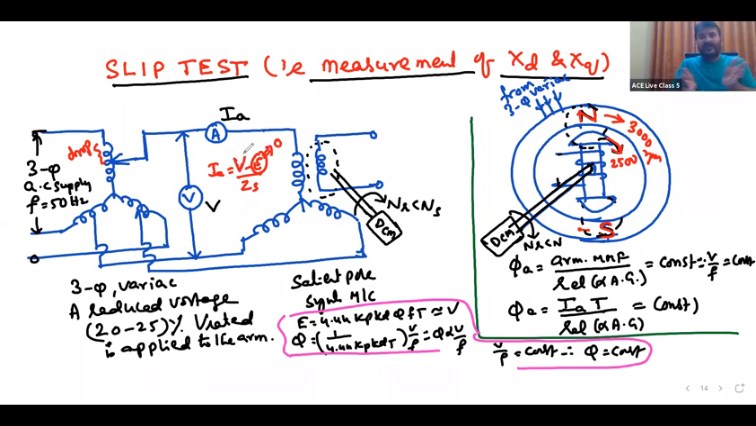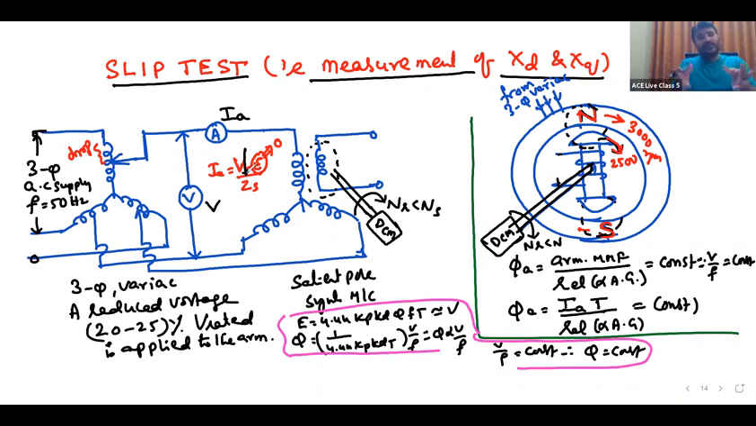V by Zs is very, very large because there is no EMF opposition. Why? Because with no DC excitation, there is no main field flux cutting. Actually, for a motor it is (V minus E) by Zs, or for a generator (E minus V) by Zs, but that E is missing. That's the reason the current will be very, very large. That's the reason you have to apply a reduced voltage, less voltage. 20 to 25% is sufficient.